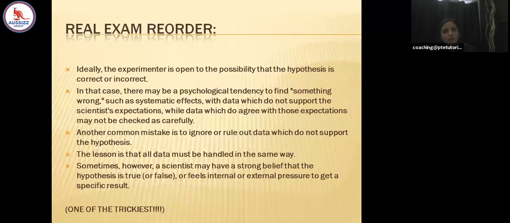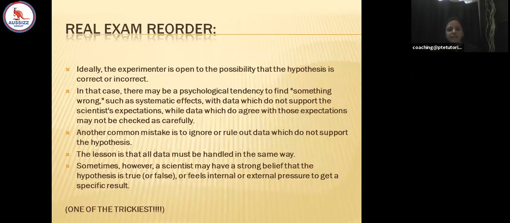Another common mistake means I cannot make this line my opening sentence. First, I have to do some error, then I will say another common mistake is this one. Then the lesson is that we always conclude in this way. The lesson is that all data must be handled in the same way. So I got one clue that this is going to be my last sentence.